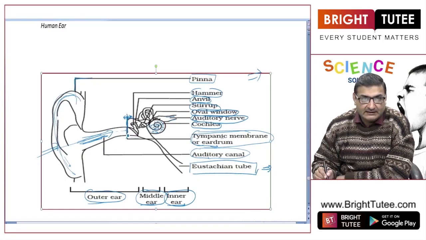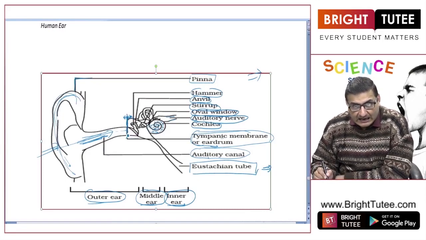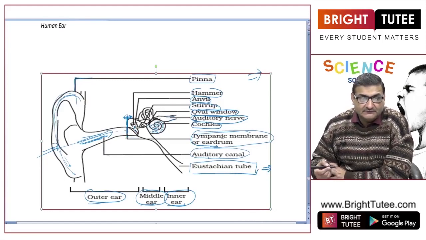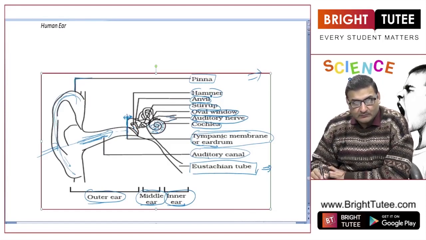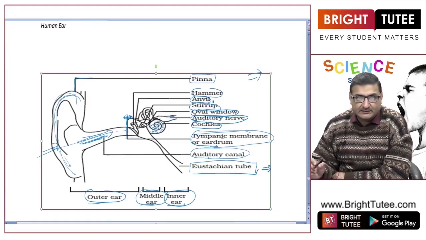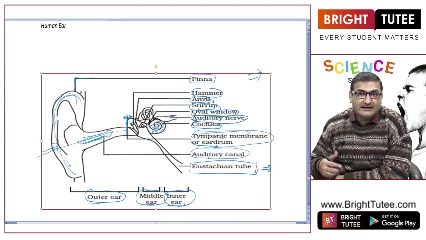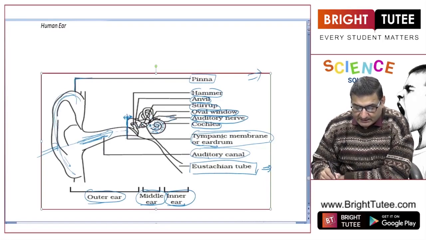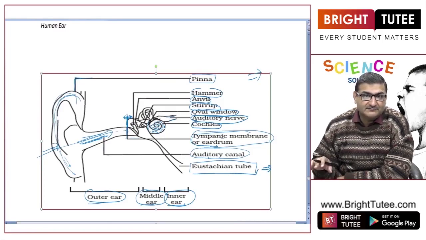membrane. Right. Now these vibrations are carried and magnified many times with the help of these small bones: hammer, anvil and stirrup. So these vibrations are not only carried, but I repeat, they are magnified by these three bones. Then these vibrations reach the oval window, and from there the vibrations make the fluid inside the cochlea stir up, because of which certain waves are produced in the fluid of the cochlea.